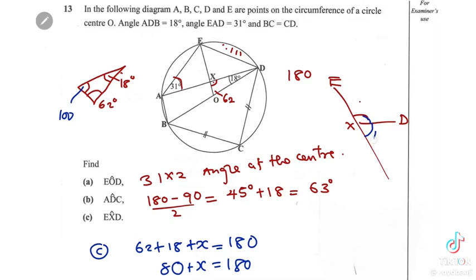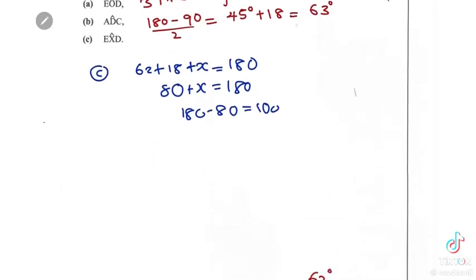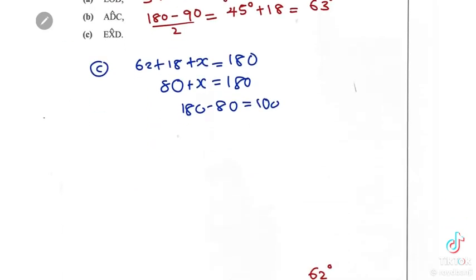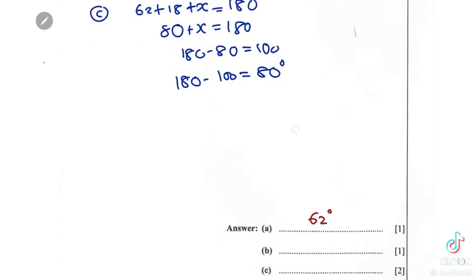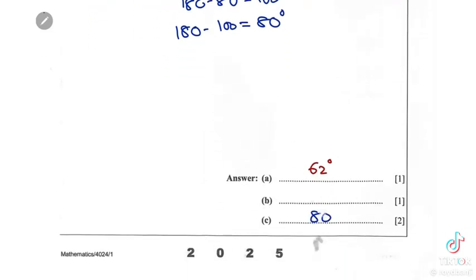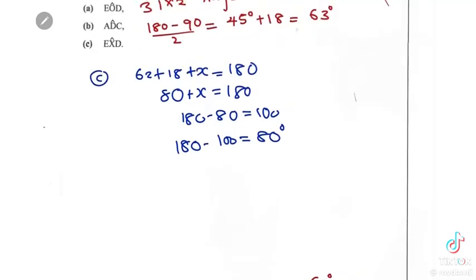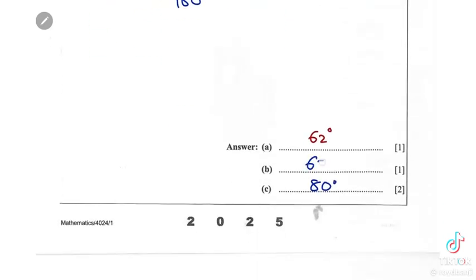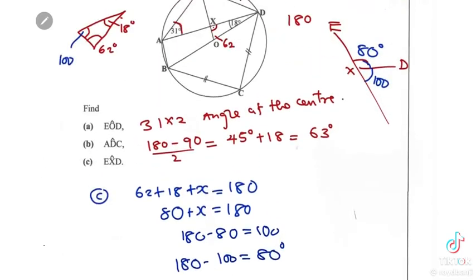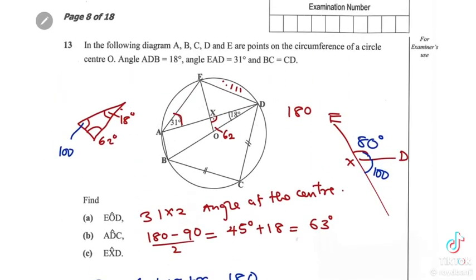Now, if this angle is 100, out of 180, therefore we are going to say 180 minus 100 is equal to 80 degrees. Therefore, this angle is 80 degrees. Then this middle angle, what did we find? I bet we found 63 degrees. I guess we are together up to this point. Okay.